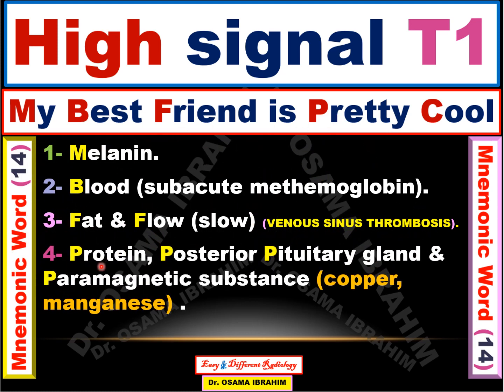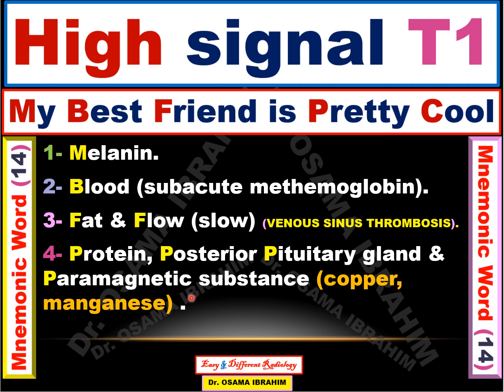P is from protein, like colloid cyst or Rathke's cleft cyst if containing proteins. Any protein contents in lesions can appear as high signal in T1. Another P is from posterior pituitary gland. The normal posterior pituitary gland appears as high signal in its normal position, and this signal helps us to identify an ectopic pituitary gland if it is not present in its normal location. And the third P is from paramagnetic substances like copper or manganese.